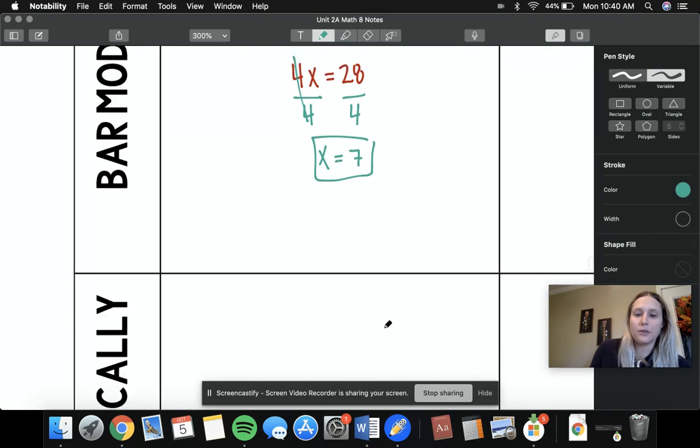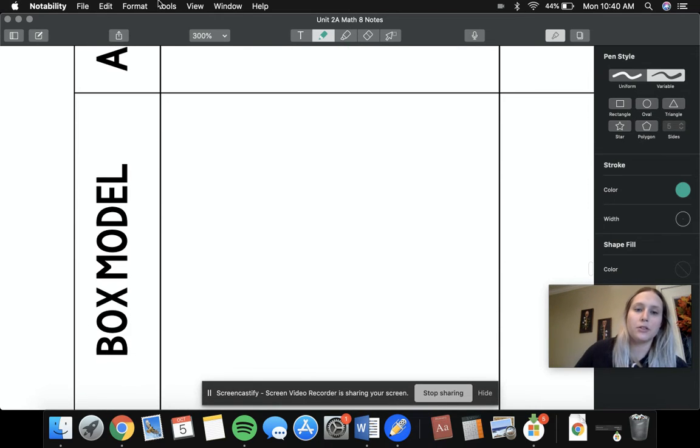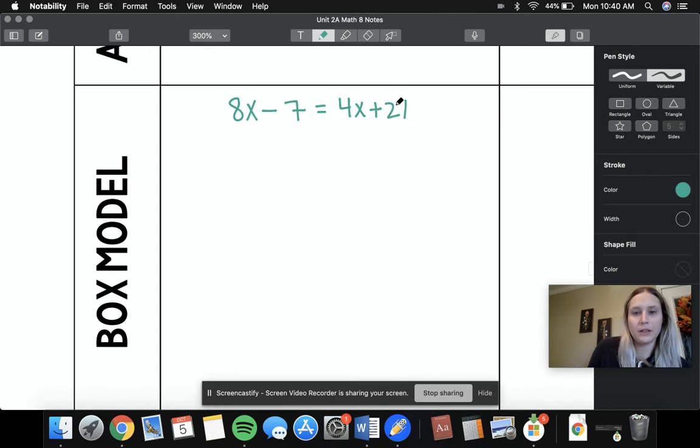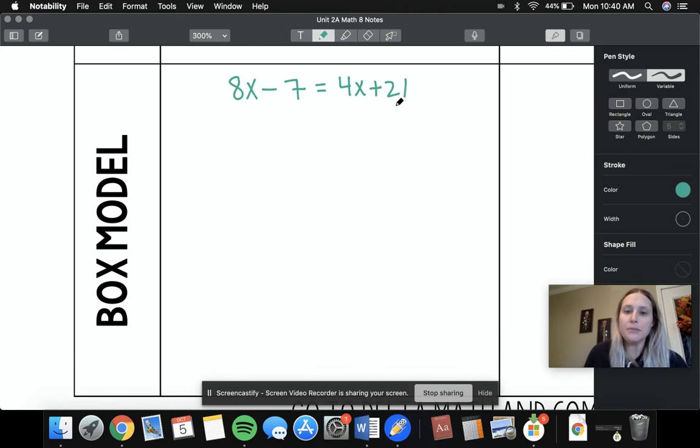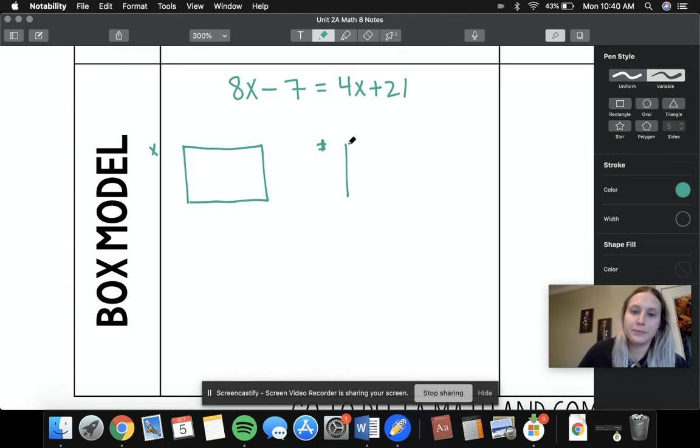Now there is another way. There is called this box model. So let me write down the problem real quick. All right, let me make sure I wrote that correctly. Okay. So the box method can be used. Basically, it would be a way to collect your x's on one side and your numbers on another side.